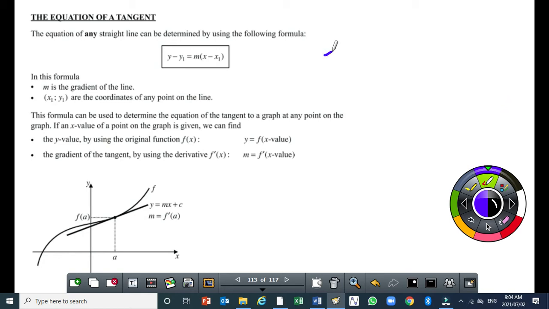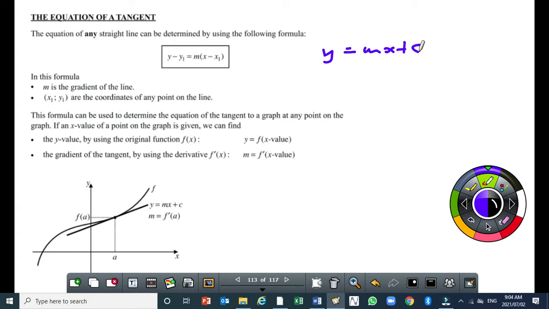The basic idea is that you have already done the equation of a straight line. The equation of a straight line is of the form y equals mx plus c. That's the equation of a straight line. A tangent is a straight line. A tangent is a what? Is a straight line. All right?